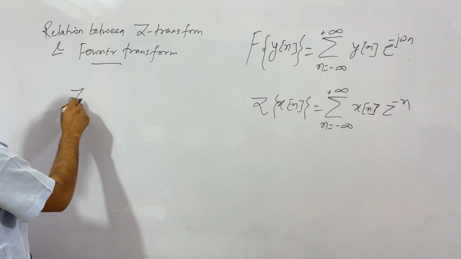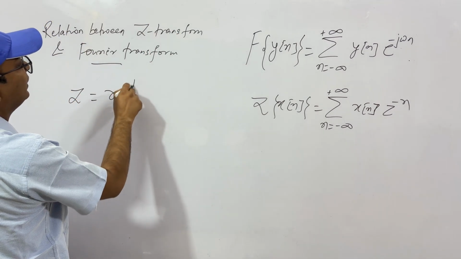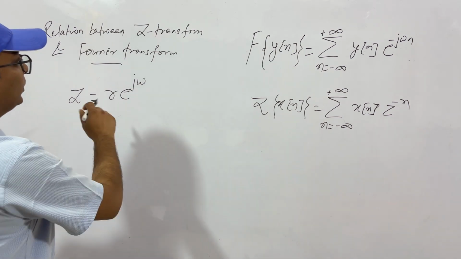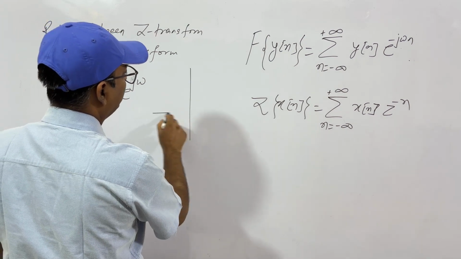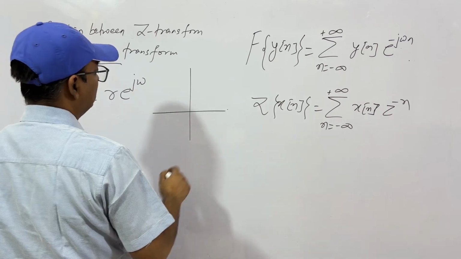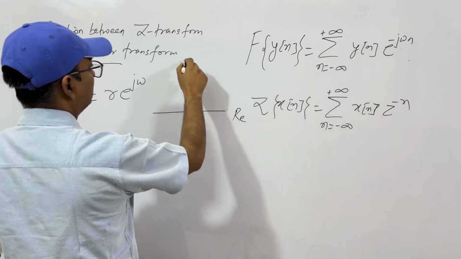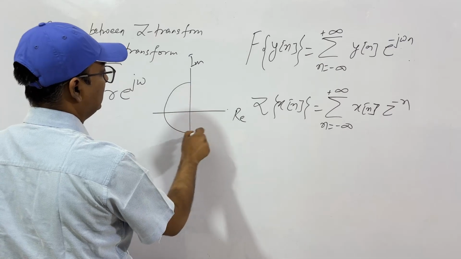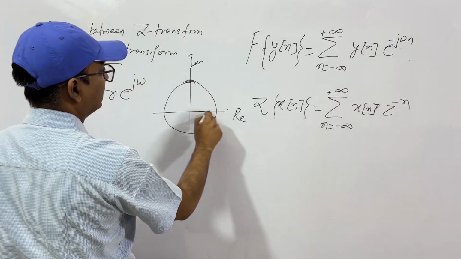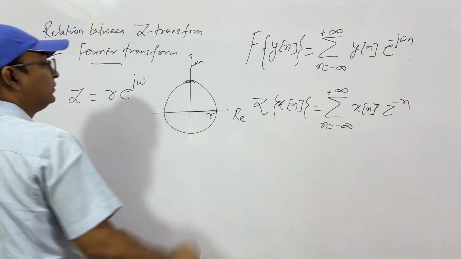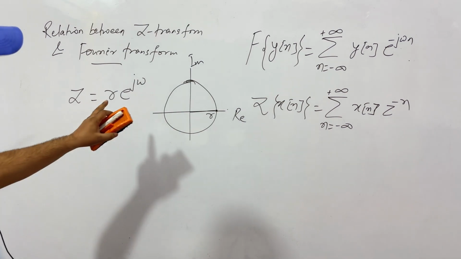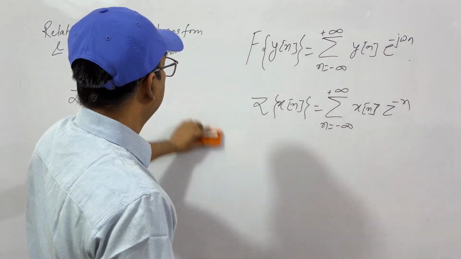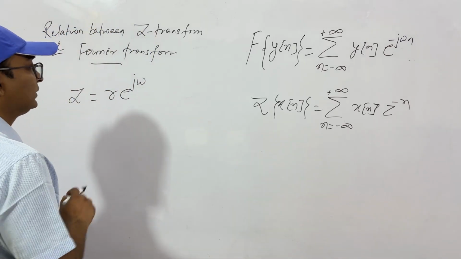Now z is a complex number that is given as r e to the power j omega. Okay, what is the meaning of this? If this is the z plane, this is the real axis and this is the imaginary axis, then it is basically a circle where the radius of the circle is r. This point is r. This is the meaning of this. As a complex number, you very well understand complex numbers. So this is this case.